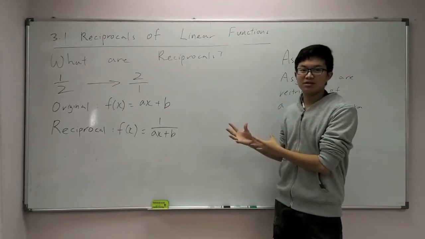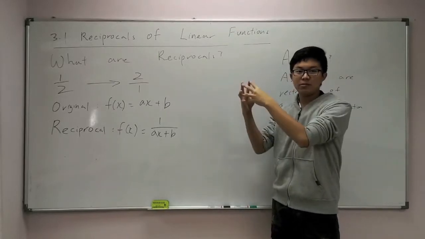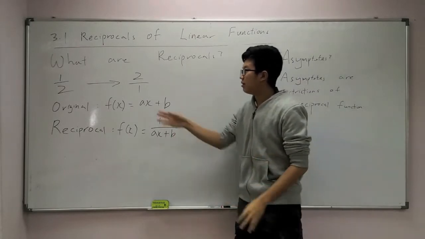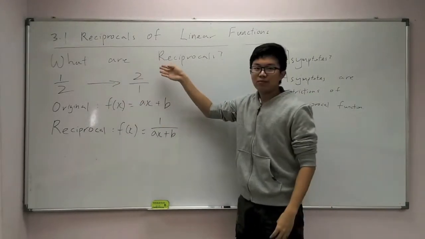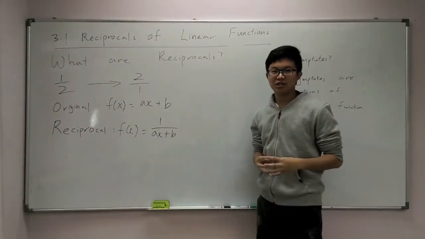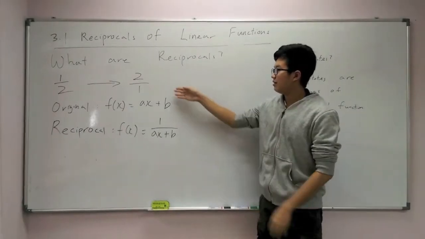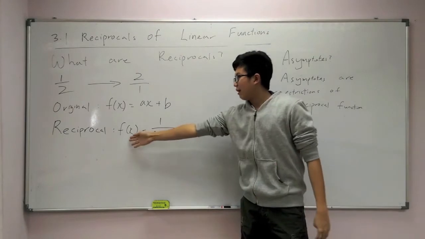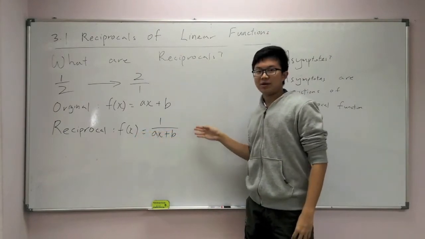What are reciprocals? Reciprocals are when the numerator becomes a denominator and the denominator becomes a numerator. For instance, 1 over 2 will become 2 over 1. For functions, if the original function is f(x) = ax + b, the reciprocal will be f(x) = 1 over ax + b.